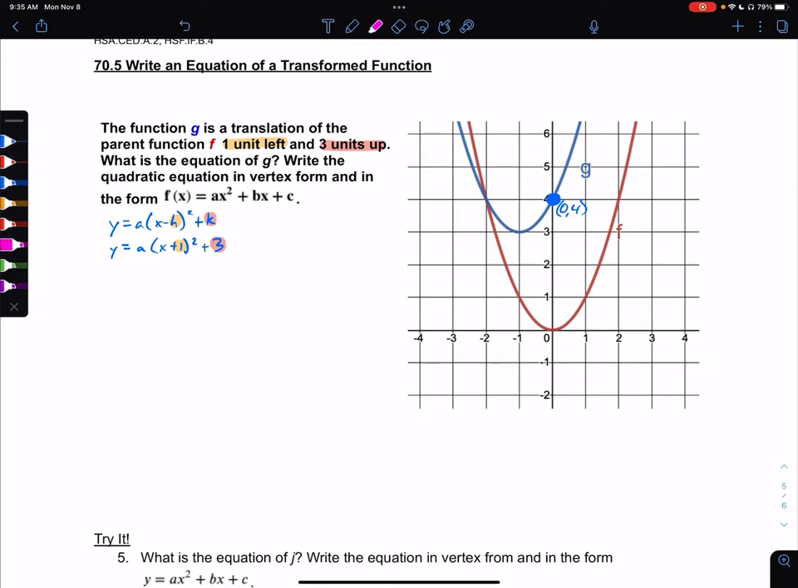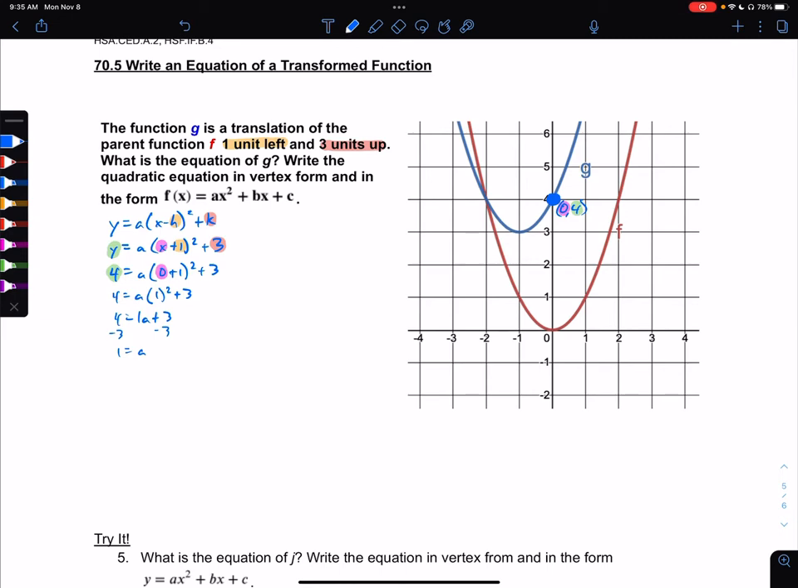So the x value we'll use as 0, the y value we'll use as 4, and this is really the same thing we've been doing on the last 2 examples. Just plug your numbers in. We kind of know what's going to happen. So 4 will be equal to a times 1 squared plus 3, so 1a plus 3. Subtract 3: 1 equals a, so we're good there.